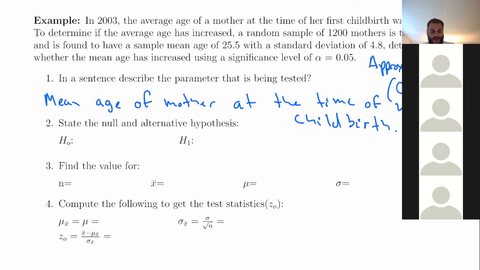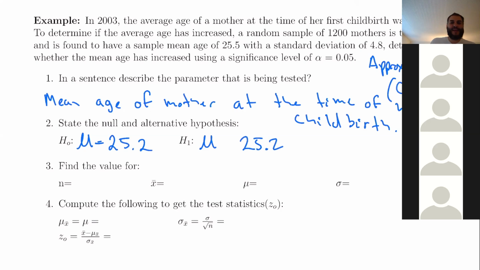So let's go ahead and do the null hypothesis and the alternate hypothesis. All right, so what was the last known mean age of a mother at the first time they had a child? 25.2. Perfect. There you go. 25.2. So what are they trying to prove?